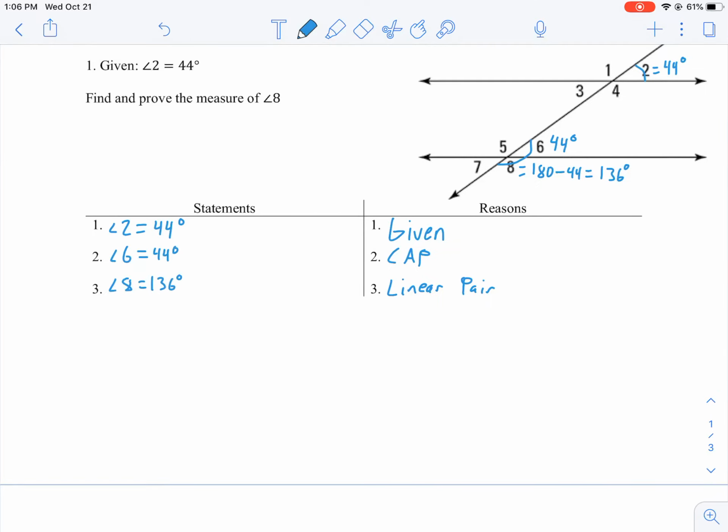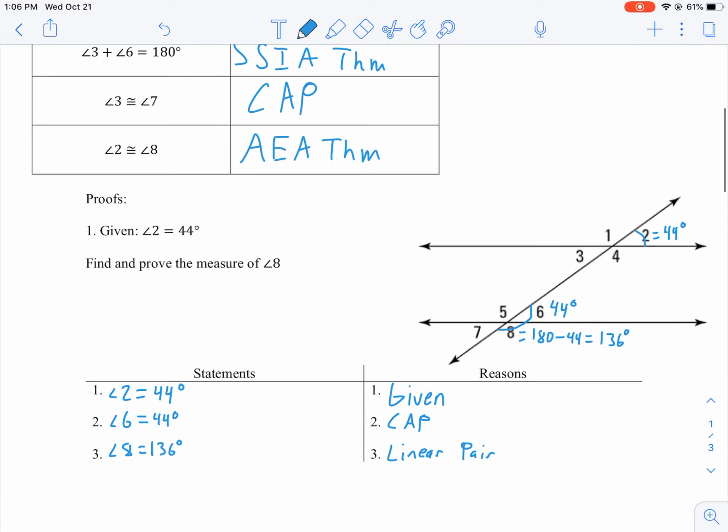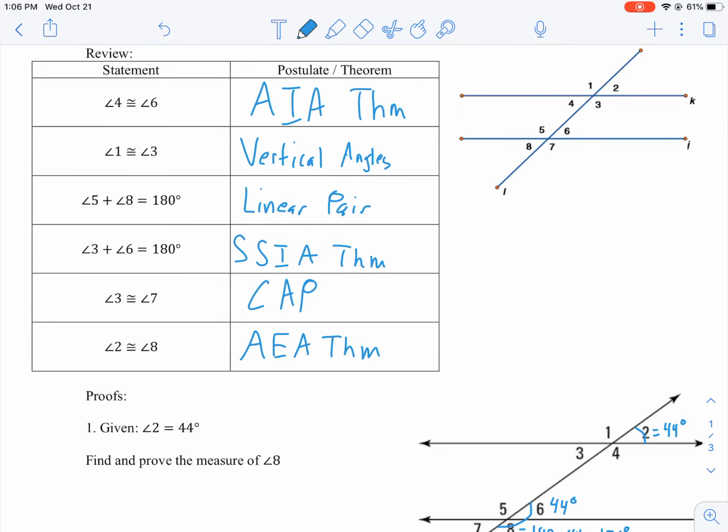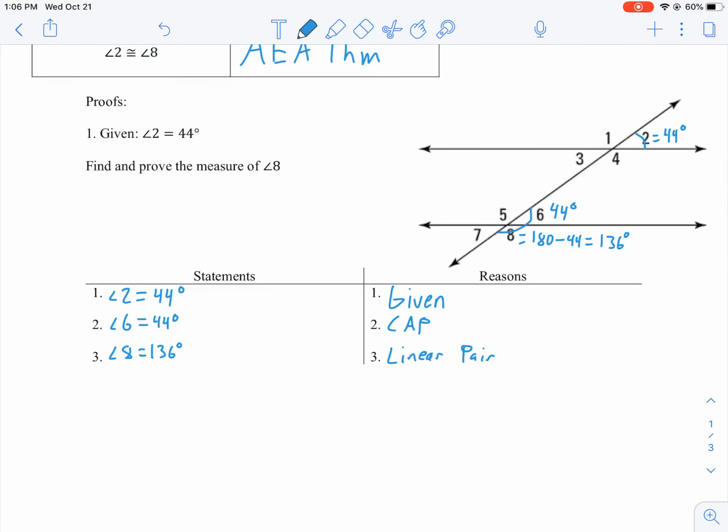And that's our proof, all right? So because angle 2 is 44, we know angle 6 is 44, and thus angle 8 is 136, all right? So hopefully, you understand this stuff. If you know these things up in this table, you should be able to get these proofs. I know you could tell me angle 8, but we're trying to prove it, right? We're trying to have reasons that support what we say. So that would be angle 8.